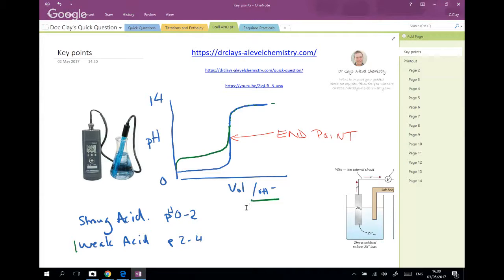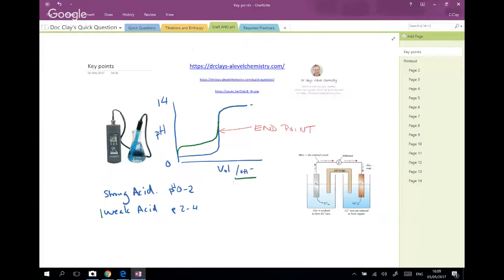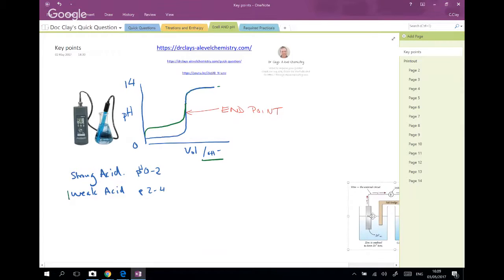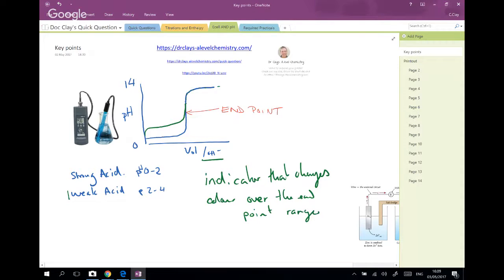Now, the key thing in both of these cases, again, I'm just going to move my electrochemical out of the way here, is that to measure the endpoint, it's the sharp rise, and we need an indicator that changes color over the endpoint range. Now, there's two that you have to know about. Or the other indication is you might be given some data and you need to be able to indicate exactly which pH would be a sensible one to go about.